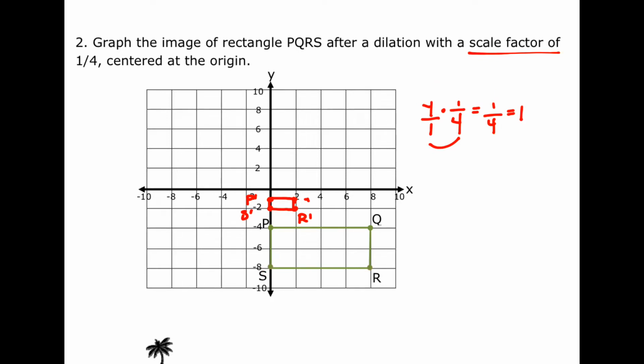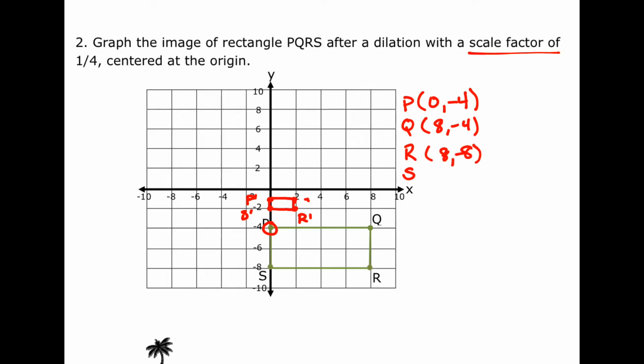Another way we could check our work to make sure it's accurate is by using the original coordinates and multiplying by the scale factor. So let's write down the original coordinates of PQRS. P is at 0, -4, x value of 0, y value of -4. Q is at 8, -4. R is at 8, -8. And S is at 0, -8.